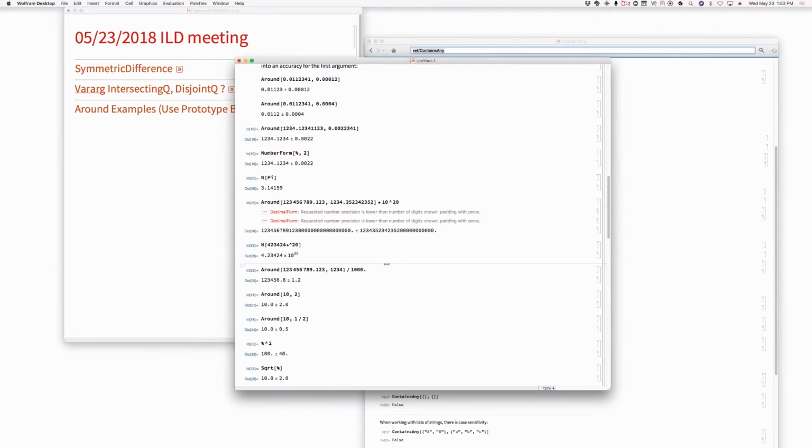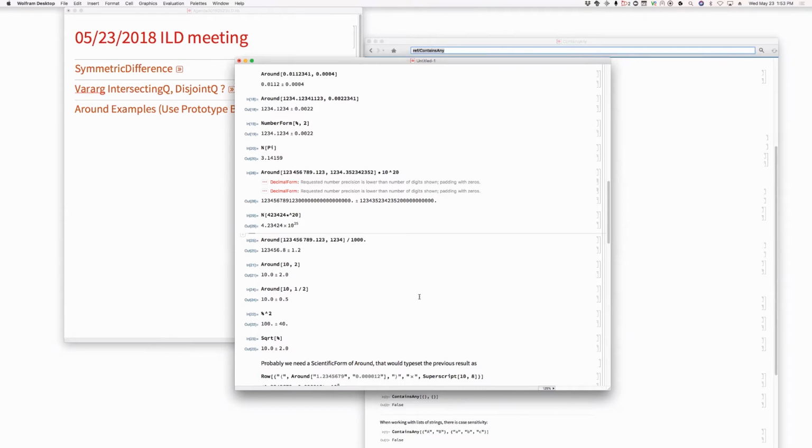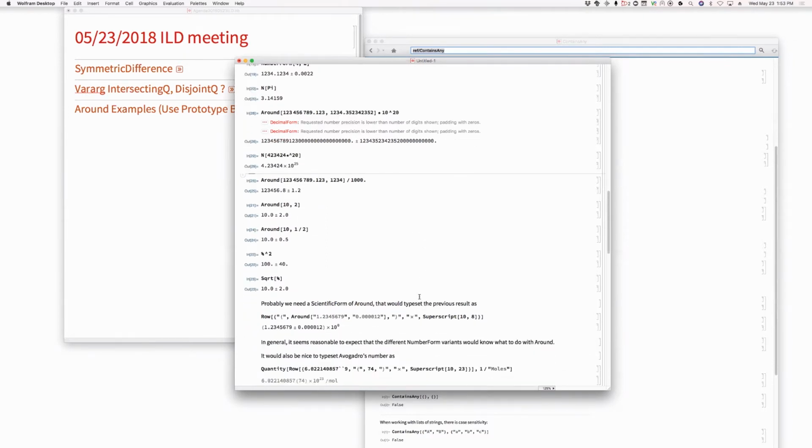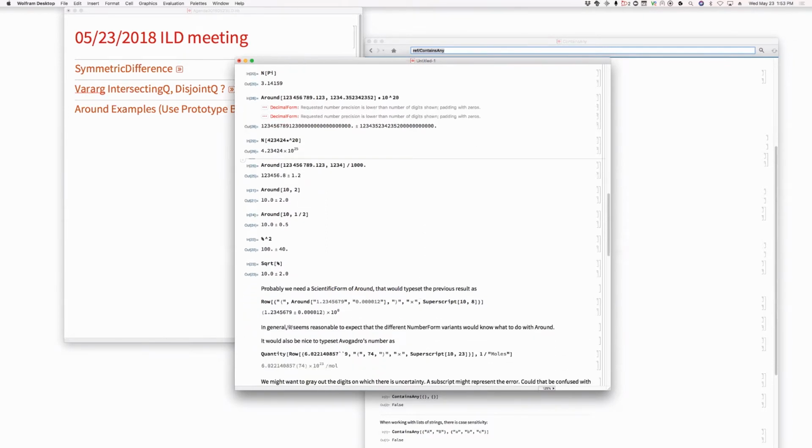Okay, let's keep going here. Okay. Yes, that's what we just discussed. Exactly. Avogadro's number. Okay, that's what we're talking about.